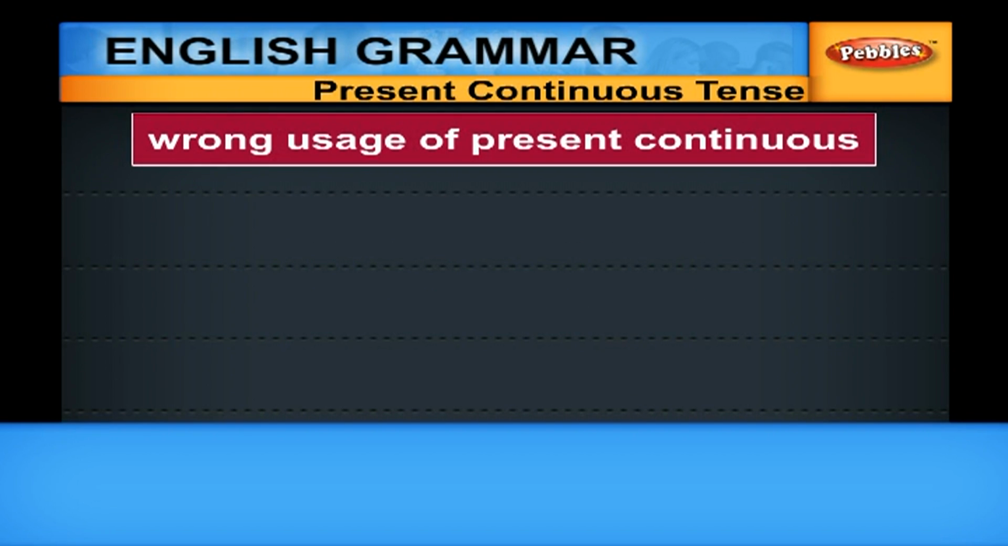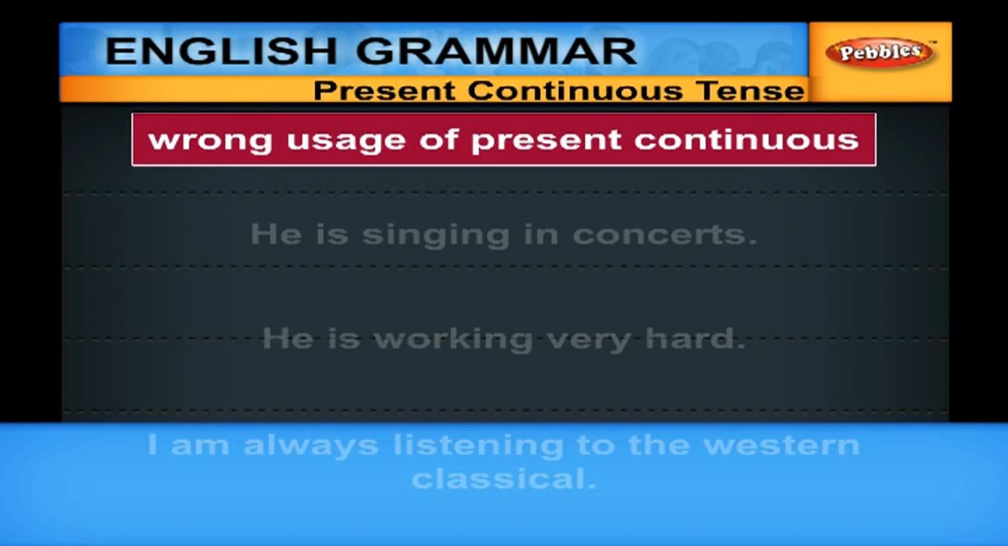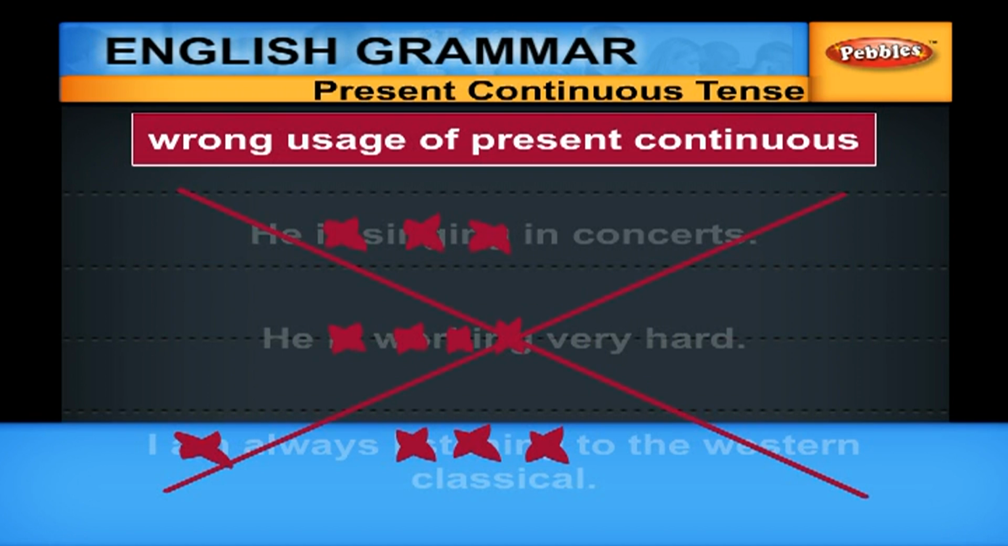There is a tendency among us to use present continuous while referring to habitual actions. We have already seen that while referring to habitual action, we have to use only simple present. We often hear people say, "He is singing in concerts. He is working very hard. I'm always listening to the Western classical." In the above sentences, you would have noticed that all the lexical verbs are in VING form, that is continuous form, but they refer to a habitual action.